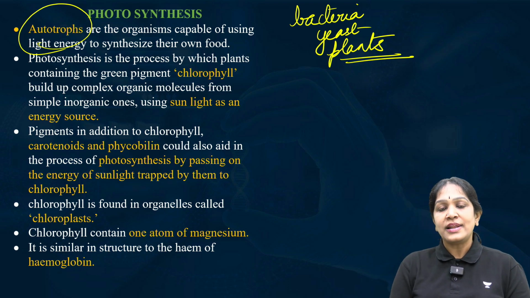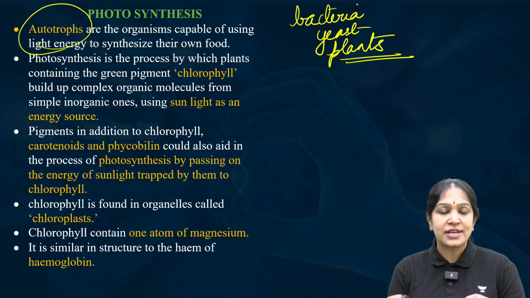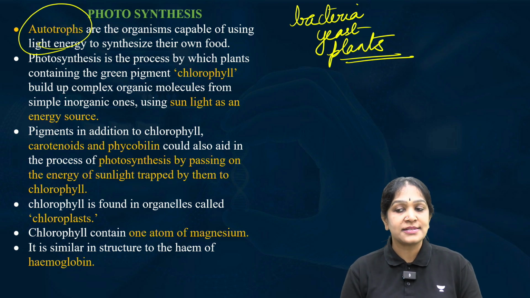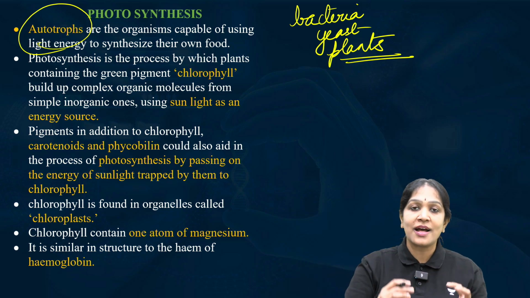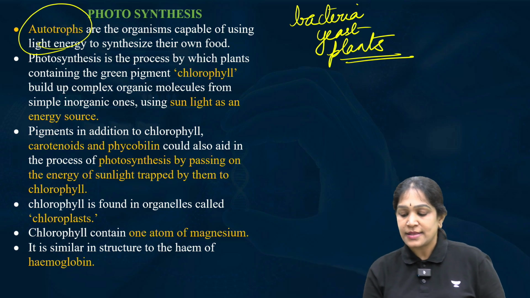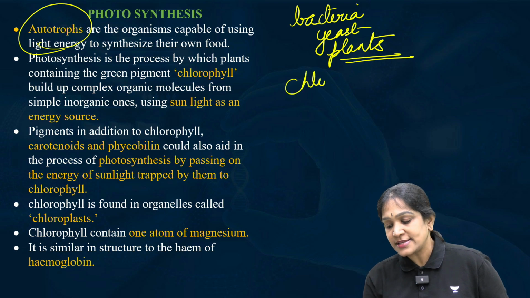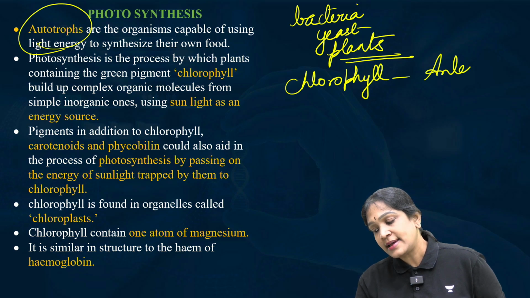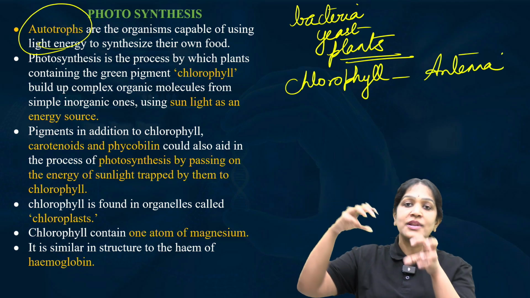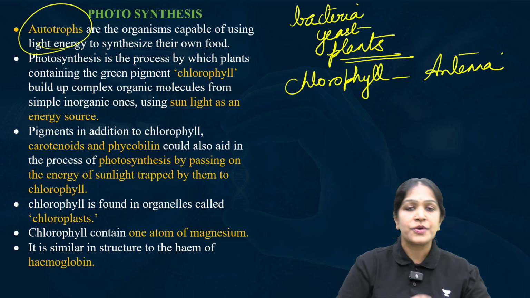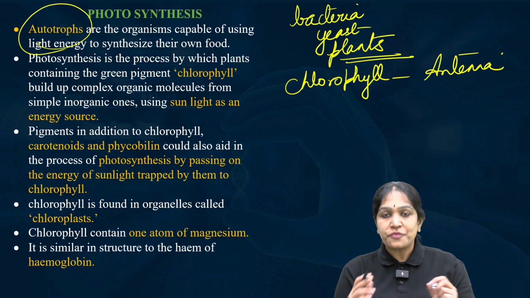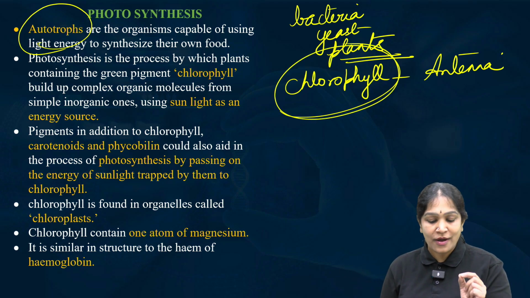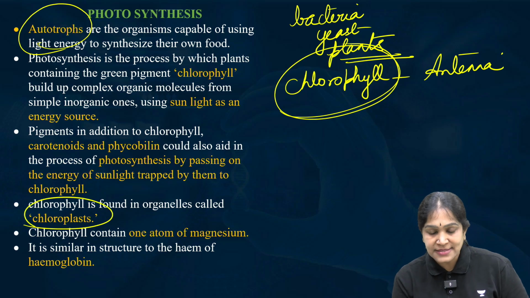As we all know, light energy is very essential for photosynthesis. Then, what structure in the plants absorbs that solar energy? It is a green color pigment called as chlorophyll. Chlorophyll acts as an antenna and it will absorb the solar energy for the purpose of photosynthesis. Where is chlorophyll located? Chlorophyll is present in an organelle called as chloroplast.